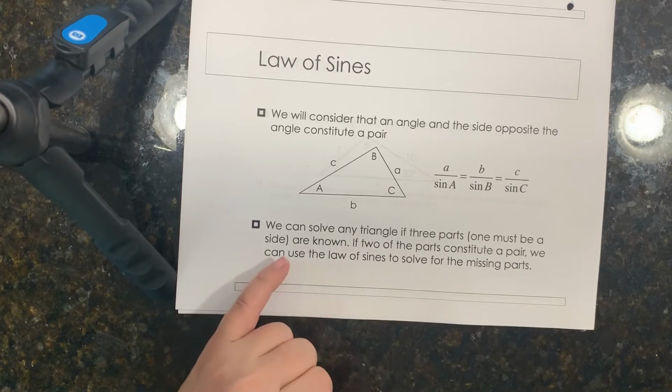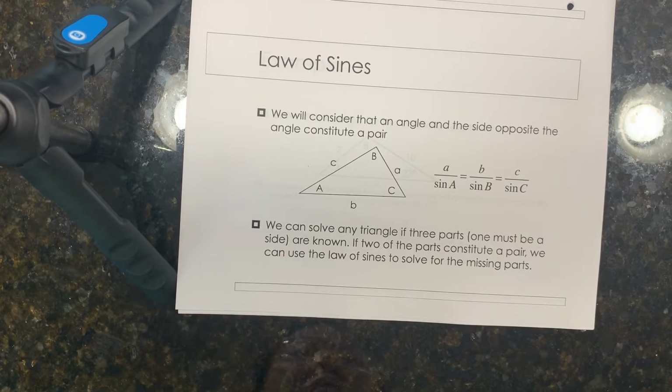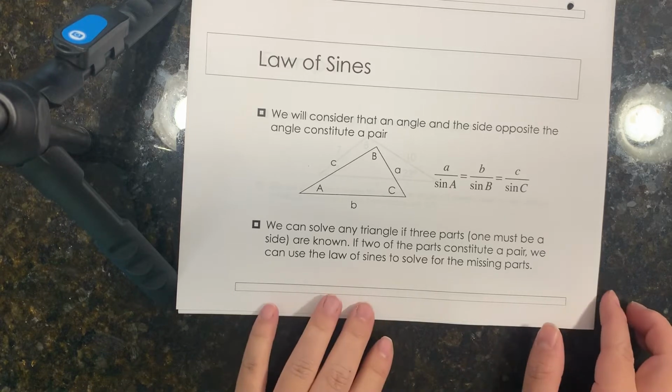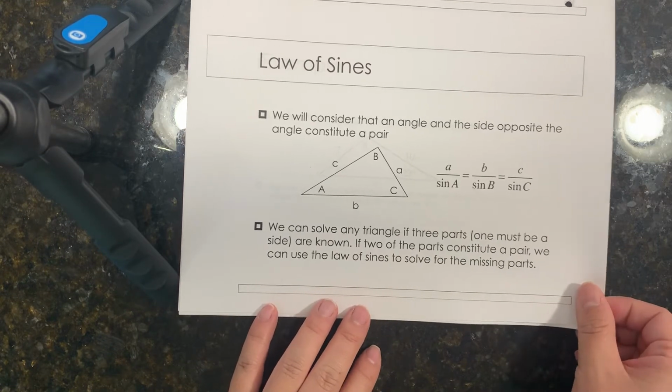We can also solve any triangle if three parts are known, and one must be a side. If two of the parts constitute a pair, we can use the law of sines to solve for the missing parts. So we're going to be using the law of sines to solve for our missing parts.